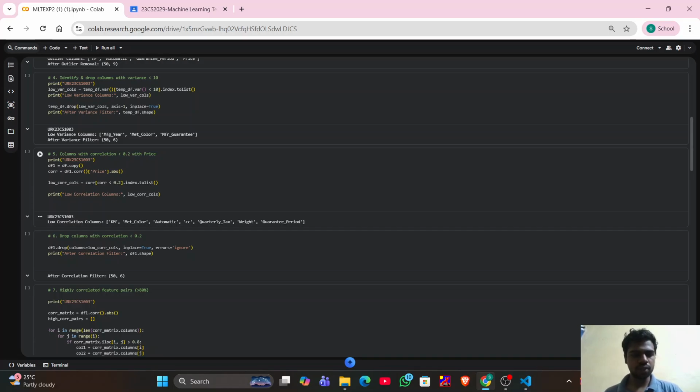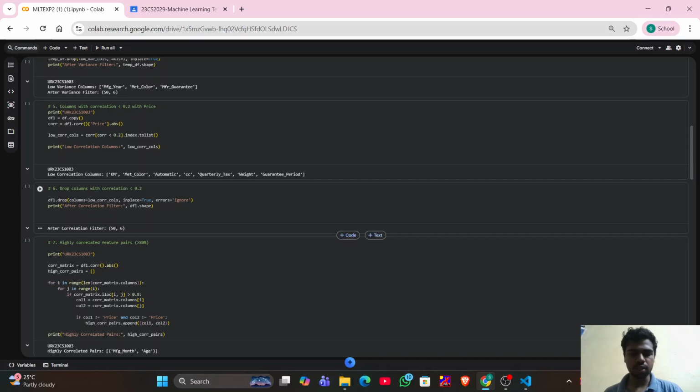Then for question 6, we are dropping columns with correlation less than 0.2. So now we remove those weakly correlated features. The purpose of doing this is to keep only features that influence the target variable. This improves model interpretability and reduces noise.